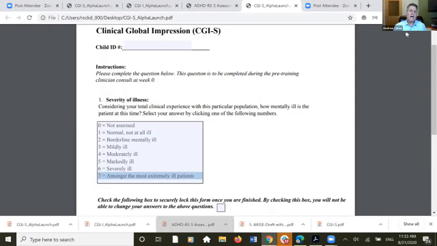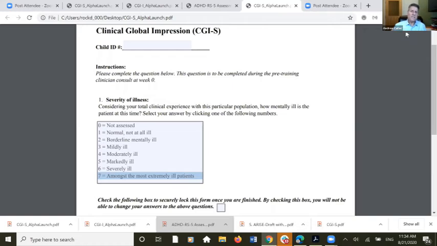1 is normal, not at all ill. Essentially, maybe they have a few symptoms, but they're really not any more than a kid without ADHD might have, because we all occasionally have some symptoms. 2 is borderline mentally ill, which is, yeah, there are a few symptoms. They happen sometimes, but they're not causing any significant problems. 3, mildly ill, means there are clearly established symptoms. They're definitely there, but they're not impairing function or causing much in the way of distress.